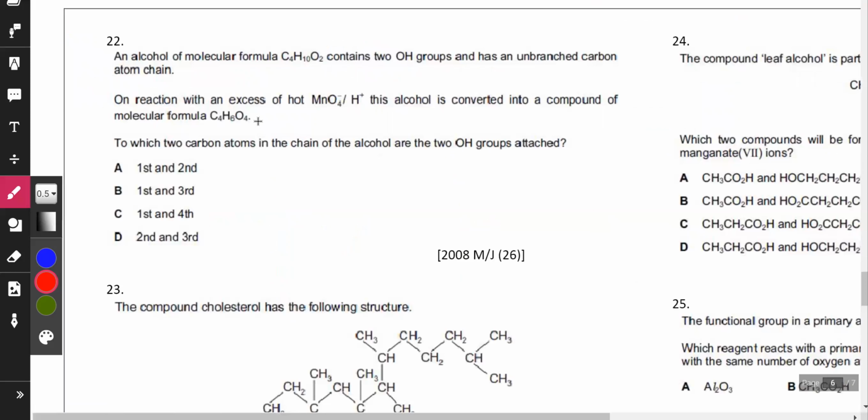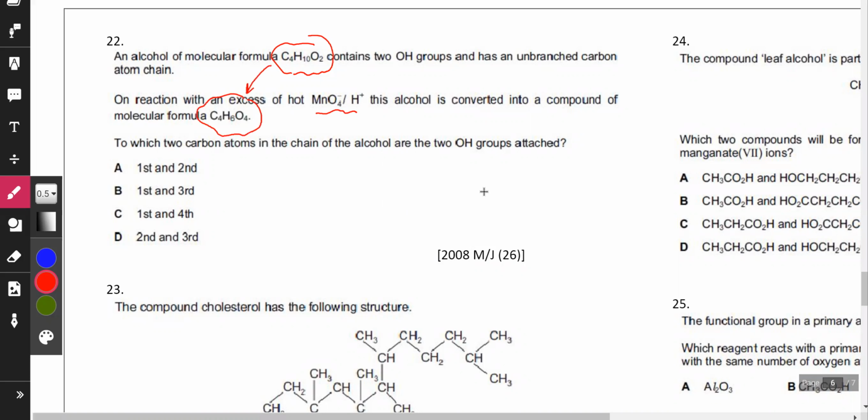So probably this one looks interesting. An alcohol of molecular formula C4H10O2 contains two OH groups. So remember, this is an alcohol, and it has two OH groups. Now, on reaction with MnO4, which means oxidation, it is converted into a compound of molecular formula C4H6O4. So this is the oxidation product.